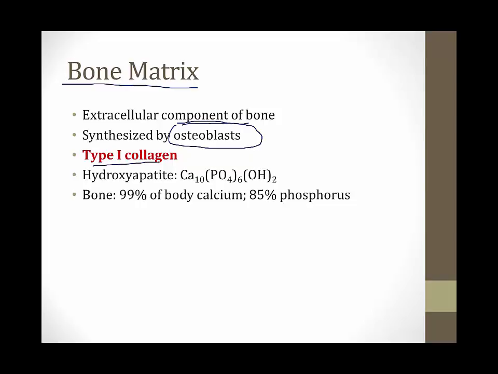In the cell biology section, in the video on connective tissue, I talk in detail about collagen, and it's type 1 collagen that you find in bone. The other major component of your bone matrix is hydroxyapatite. This is a crystalline structure that contains calcium and phosphorus. And 99% of your body's calcium and 85% of the body's phosphorus is found in bone, and it's found in hydroxyapatite, which is made by the osteoblasts.